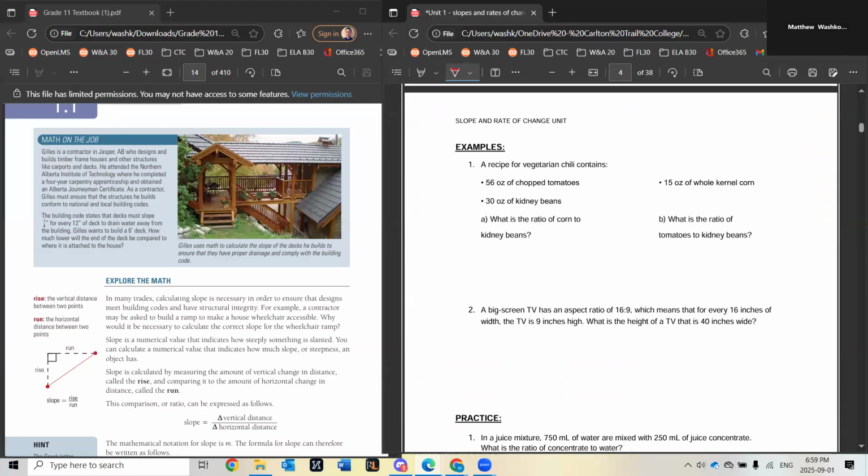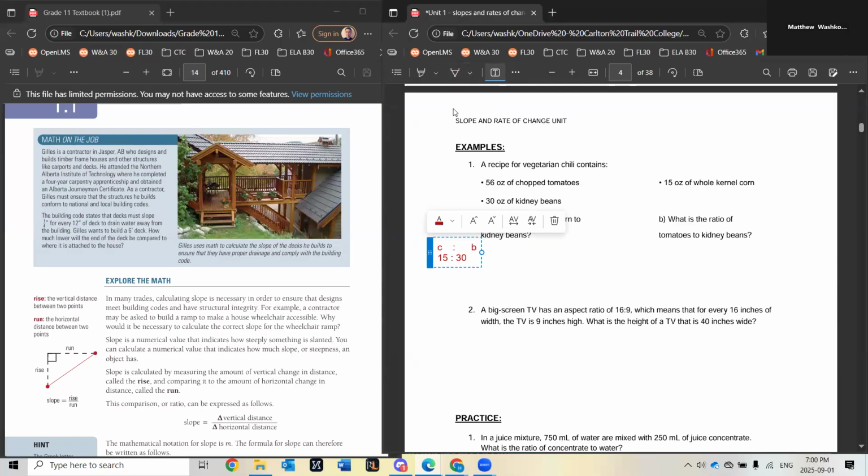So, like I said, it's going to be the same process, but harder numbers. So for our first example here, we have a recipe for vegetarian chili. It says that you need 56 ounces of chopped tomatoes, 30 ounces of kidney beans, 15 ounces of kernel corn. First question, what is the ratio of corn to kidney beans? Well, I can see that I have, and again, I'm going to go C for corn, and I'm going to put B for beans because that's what's asking me. You don't have to do this, but it's a nice thing to do here. So I need 15 ounces of corn to 30 ounces of beans, right?